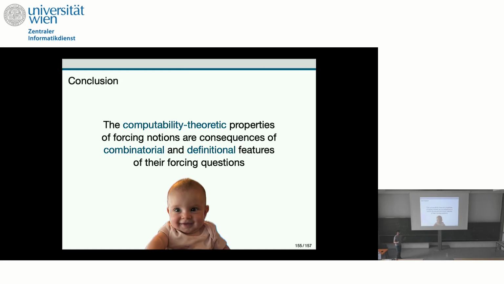So as a conclusion, what we want you to recall is that if you want to understand the computability theoretic strength of a notion of forcing, the key point is to look at the combinatorial properties and the definability properties of its forcing questions. And most of these properties come from the analysis of the forcing question. You can always reduce to that.